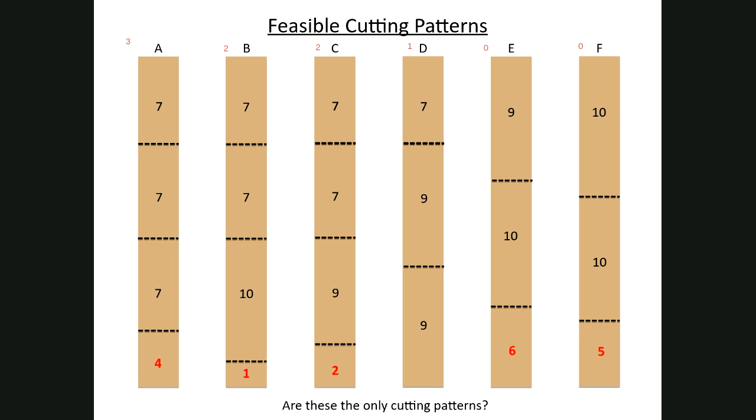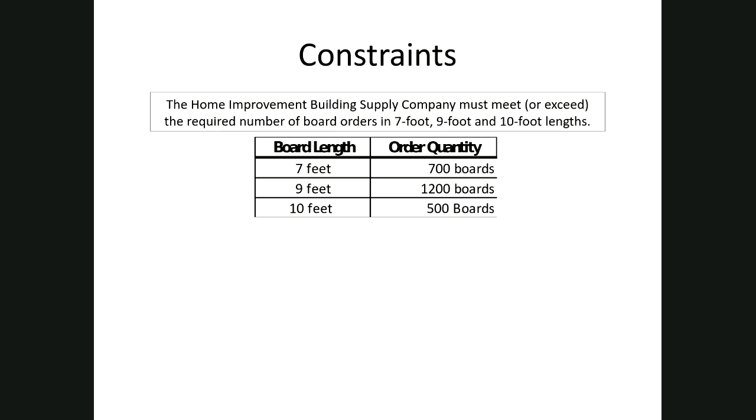And so the way this constraint will look for the 7-foot boards is 3A plus 2B plus 2C plus D is greater than or equal to 700. Now, you'll notice, I want to say something about this too.